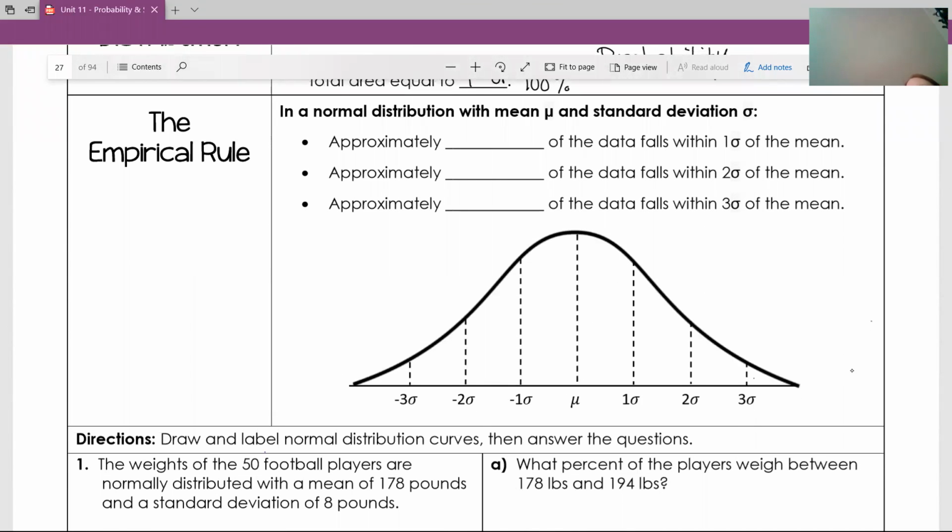So the empirical rule is where this actually becomes really helpful. The empirical rule tells us approximately 68.2% of the data falls within one standard deviation. So we're talking right here. This blue highlighted section is 68.2% of my data.